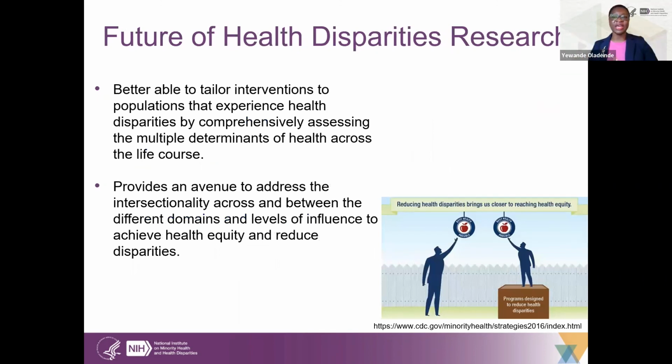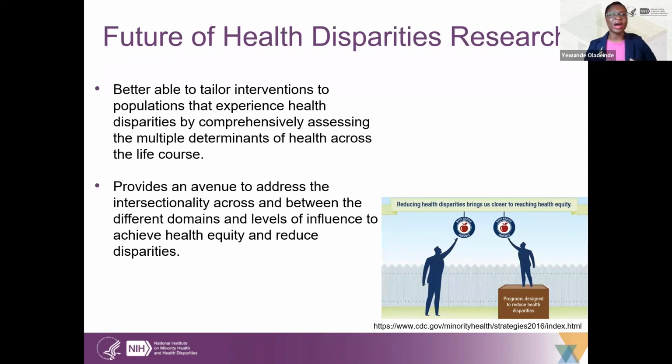So what does all of this mean for the future of health disparities research? The framework allows for a comprehensive assessment of the multiple determinants of health, their interactions across the life course, and how that can be used to tailor interventions to populations that experience health disparities. So with the framework, we're better able to tailor interventions to unique populations that experience health disparities by comprehensively assessing the multiple determinants of health across the life course.